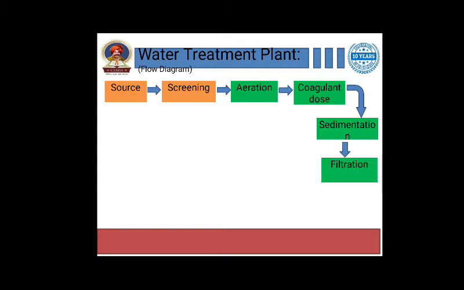Then filtration: this water will pass through filters such as the rapid sand filter and gravity sand filter. In this, pathogenic bacteria as well as non-dissolving, lightweight or finer particles will also be separated out. Then disinfection: after removing colloidal, dissolved or suspended particles, we have to kill the pathogenic bacteria or harmful viruses. So we have to use this disinfection process.